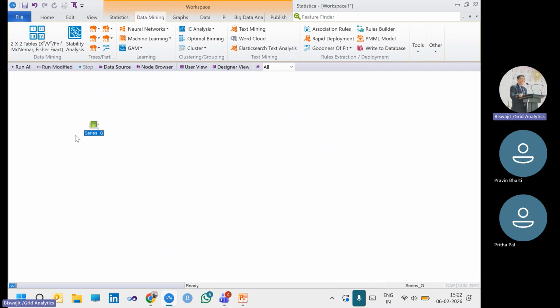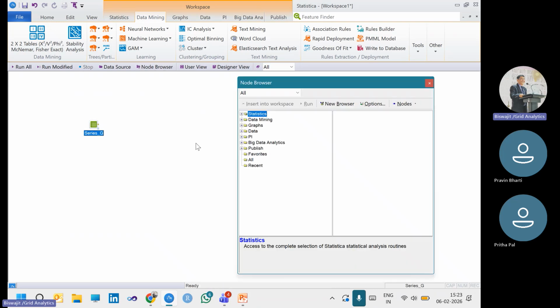Here, my data, the series G, my data of interest, has been activated in my workspace for further and future analysis. If I go to the node browser, I get all the methods and functions which are available in the ribbon bar and the classic menu or tool interface. Initially, I would like to visually inspect the data, whether the data qualifies for time series, whether the data follows a trend as well as seasonality, right?